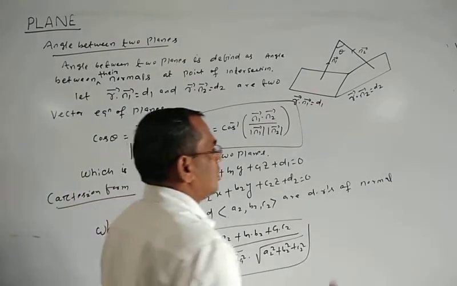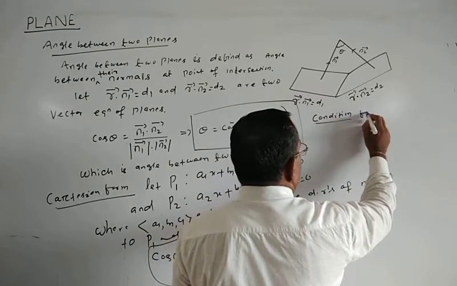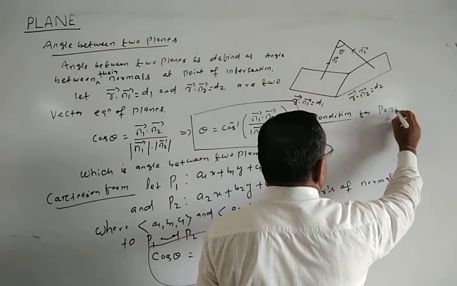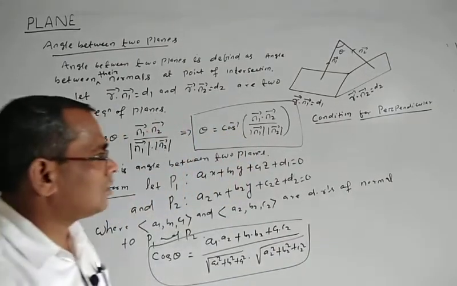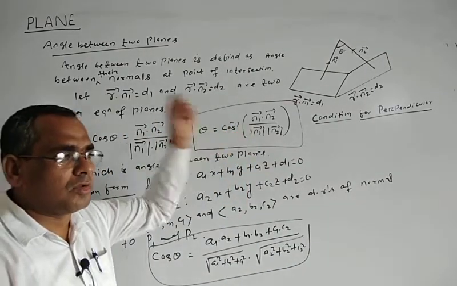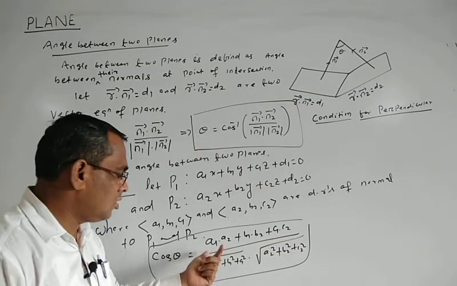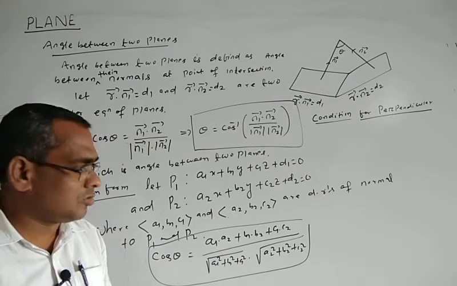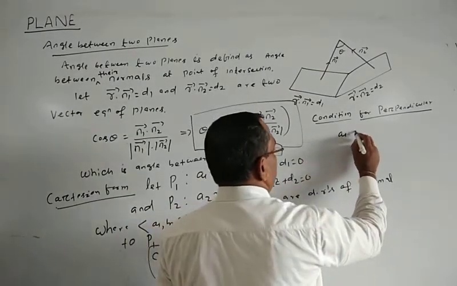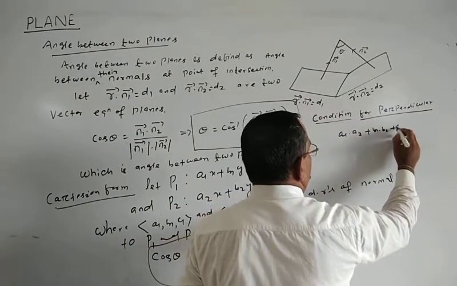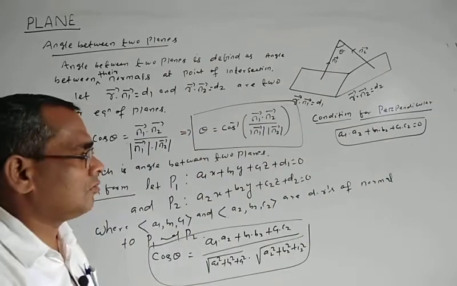Okay. So what are the conditions? Condition for perpendicular. If two planes are perpendicular, then the normals must also be perpendicular. That means theta is 90. If theta is equal to 90, then cos 90 is equal to 0. That means a1 a2 plus b1 b2 plus c1 c2 is equal to 0. This is the condition for two planes to be perpendicular.